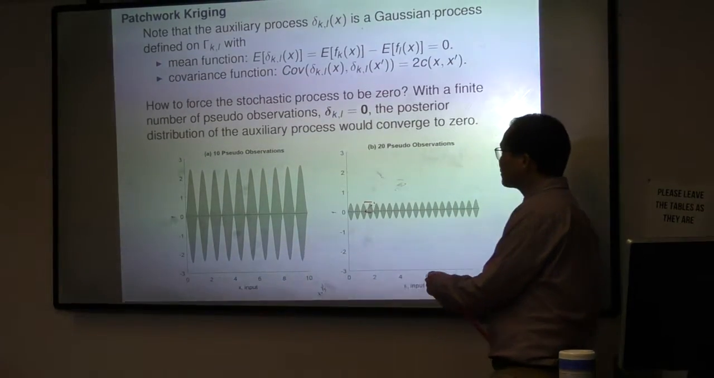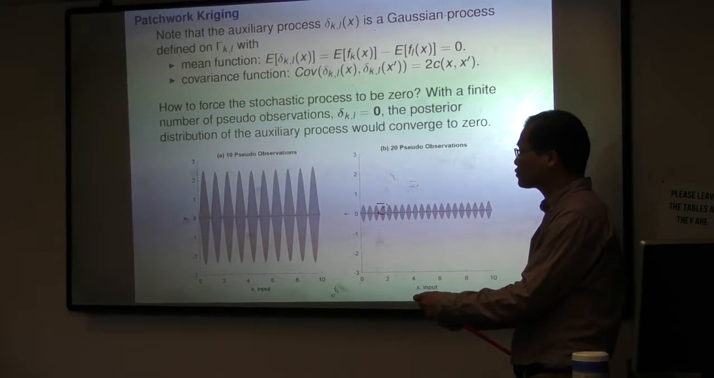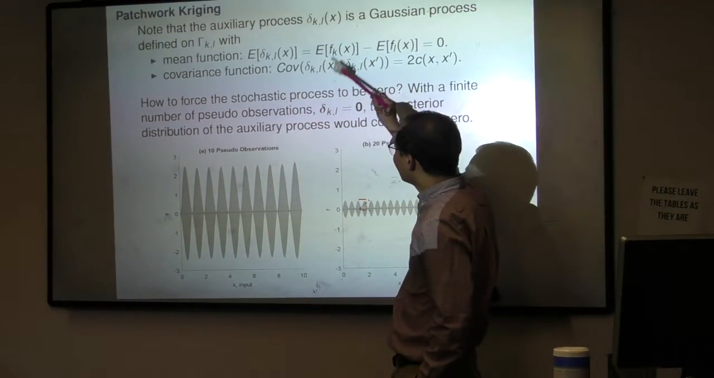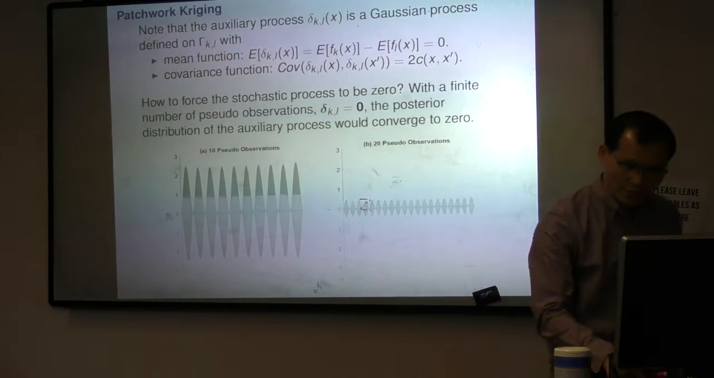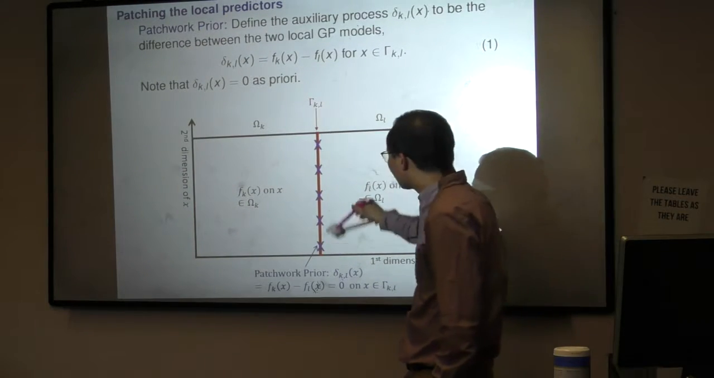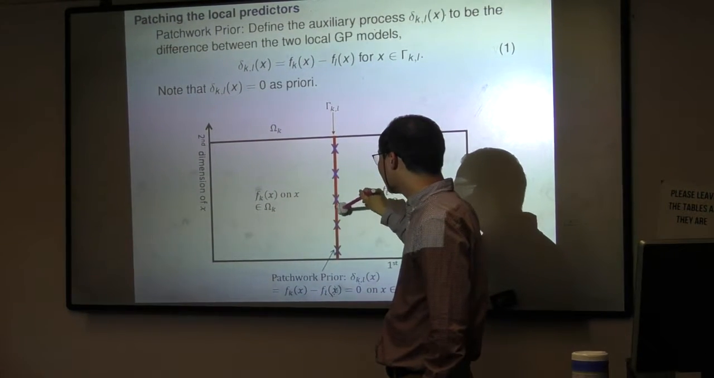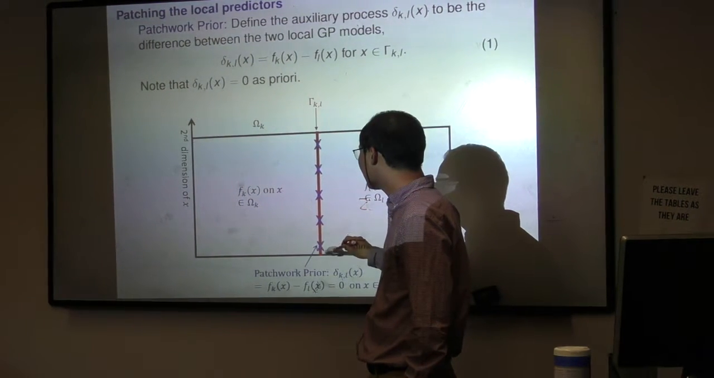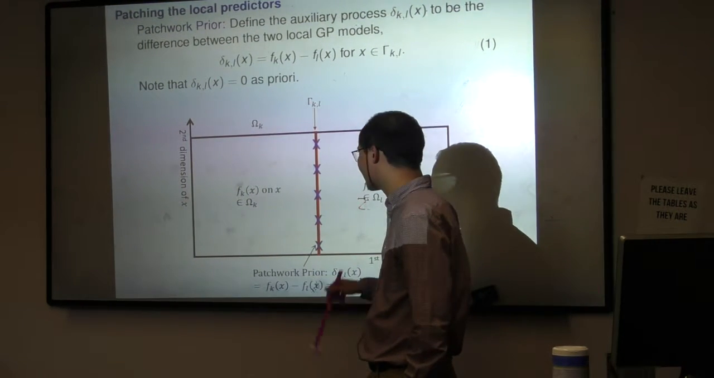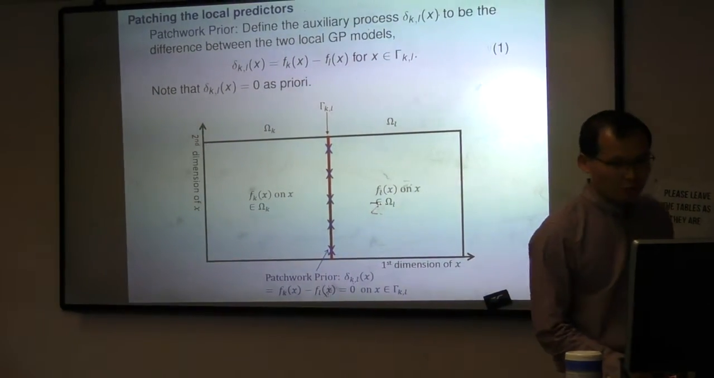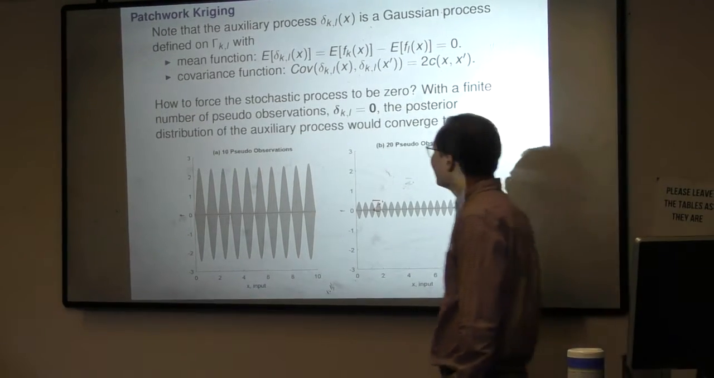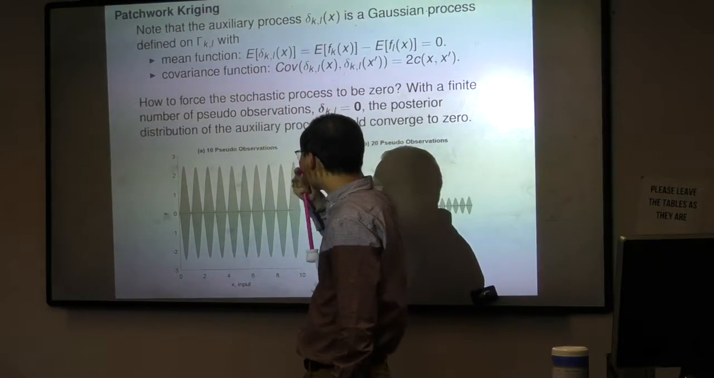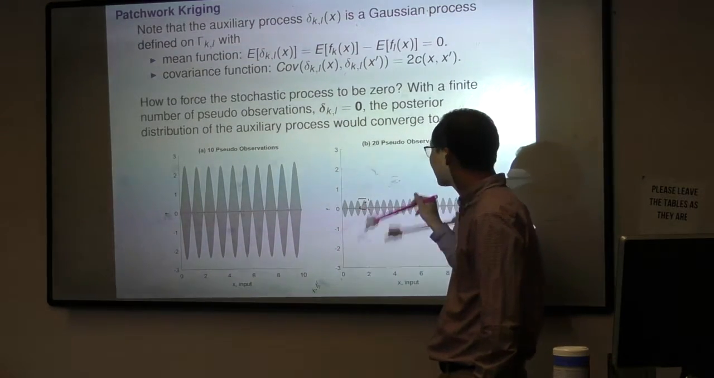So what we suggest is we introduce some pseudo observations of this auxiliary process. Suppose we have some internal boundary. You place some pseudo observations uniformly along the boundary. Then that observation is going to be 0, because the difference is going to be 0. That's the kind of prior information. If you put those pseudo observations, the delta stochastic process converges to the 0 process.